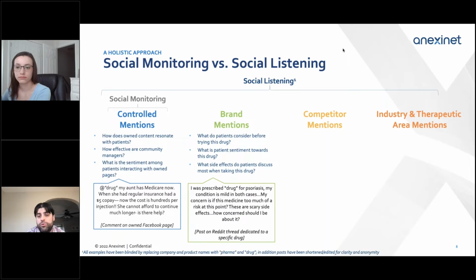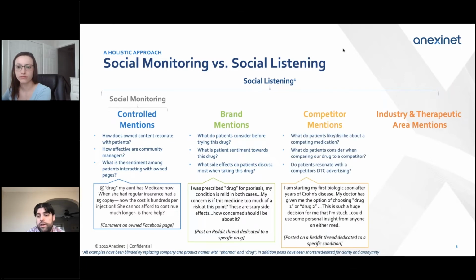So being able to not just look at your brand, your drugs, your company's mentions, but looking at competitors and what patients are saying about a competitor medication or treatment. When do they compare your brand or your drug to a competitor's, and how are your competitors' direct-to-consumer marketing efforts resonating with patients, to potentially get valuable insights around that.